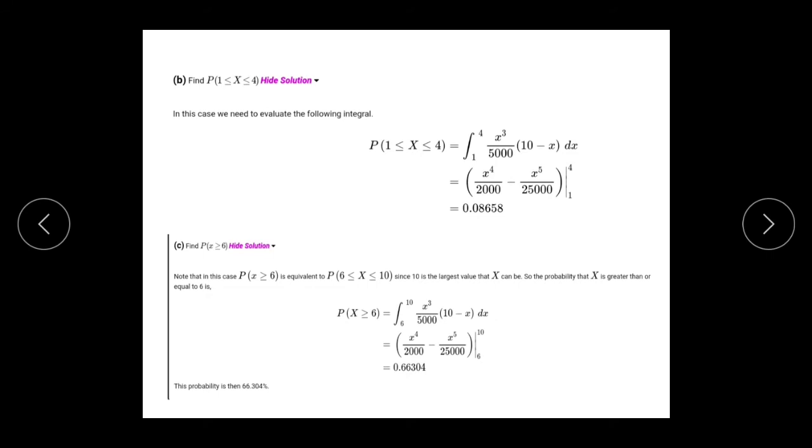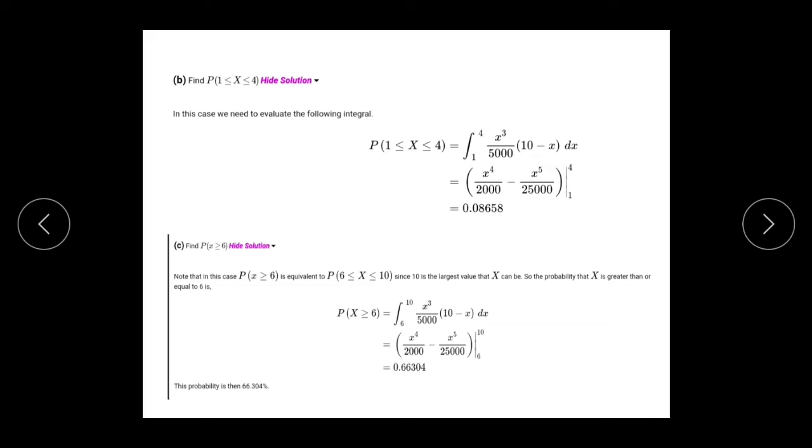Sa B, find the probability that x is greater than or equal to 1 and x is less than or equal to 4. So, just like what we did sa A, papalitan lang natin yung limits. Kung kanina from 0 to 10, ngayon naman from 1 to 4. So, evaluating this, we will have x to the 4th over 2,000 minus x to the 5th over 25,000, evaluating from 1 to 4. We will come up with the answer 0.08658. If we are going to convert this into percent, ay 8.658%.